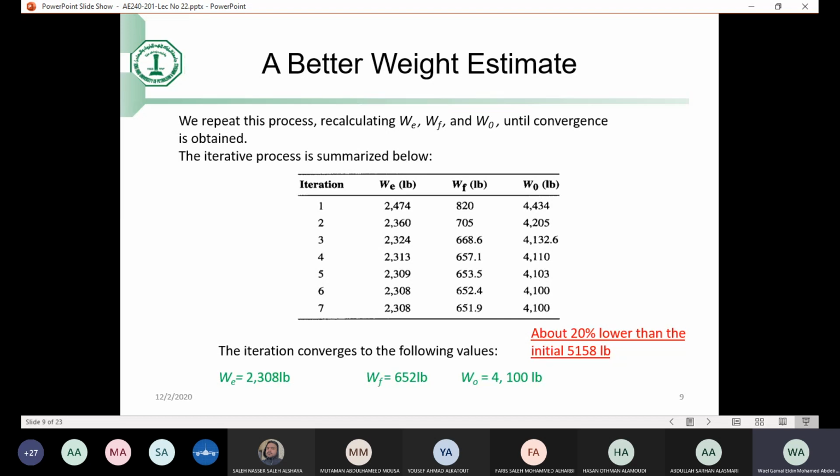That's the end of step number 5. Better estimate of the weight. We found that the weight is not 5,100, rather it's 4,100. This is about 20% lower weight than we had before. And with this 4,100, here are the final values of the fuel, 652 pounds, and the final values of the empty weight, 2,300 pounds. So I will stop here to see if this was clear and if you have any questions in the weight estimate.